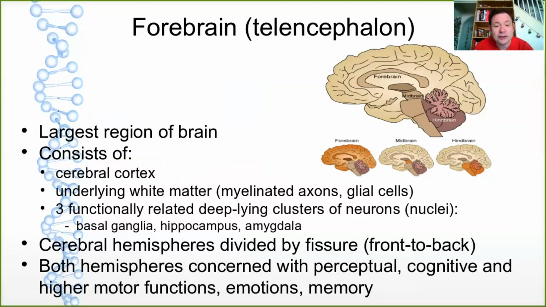There are three functionally related deep-lying clusters of neurons in the telencephalon. These are known as nuclei: the basal ganglia, the hippocampus, and the amygdala. These are structures I'm going to talk about shortly.